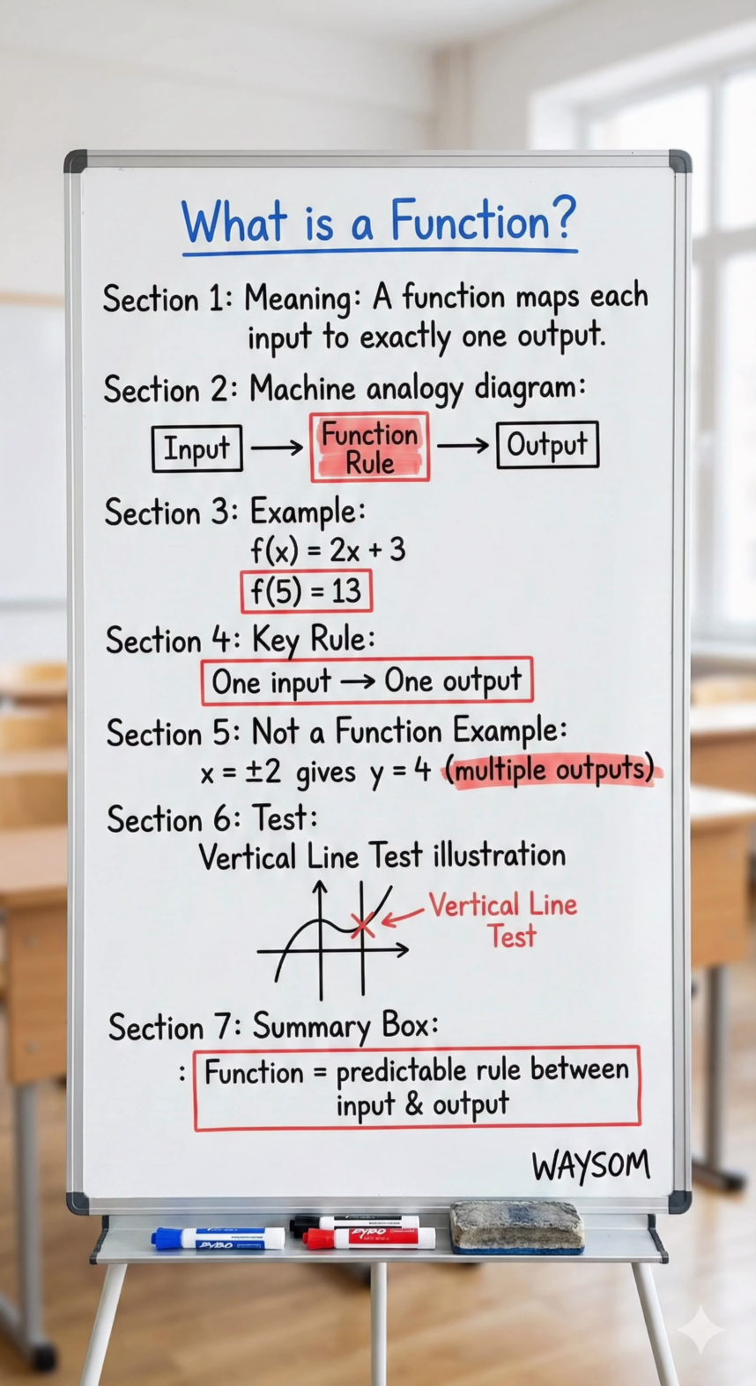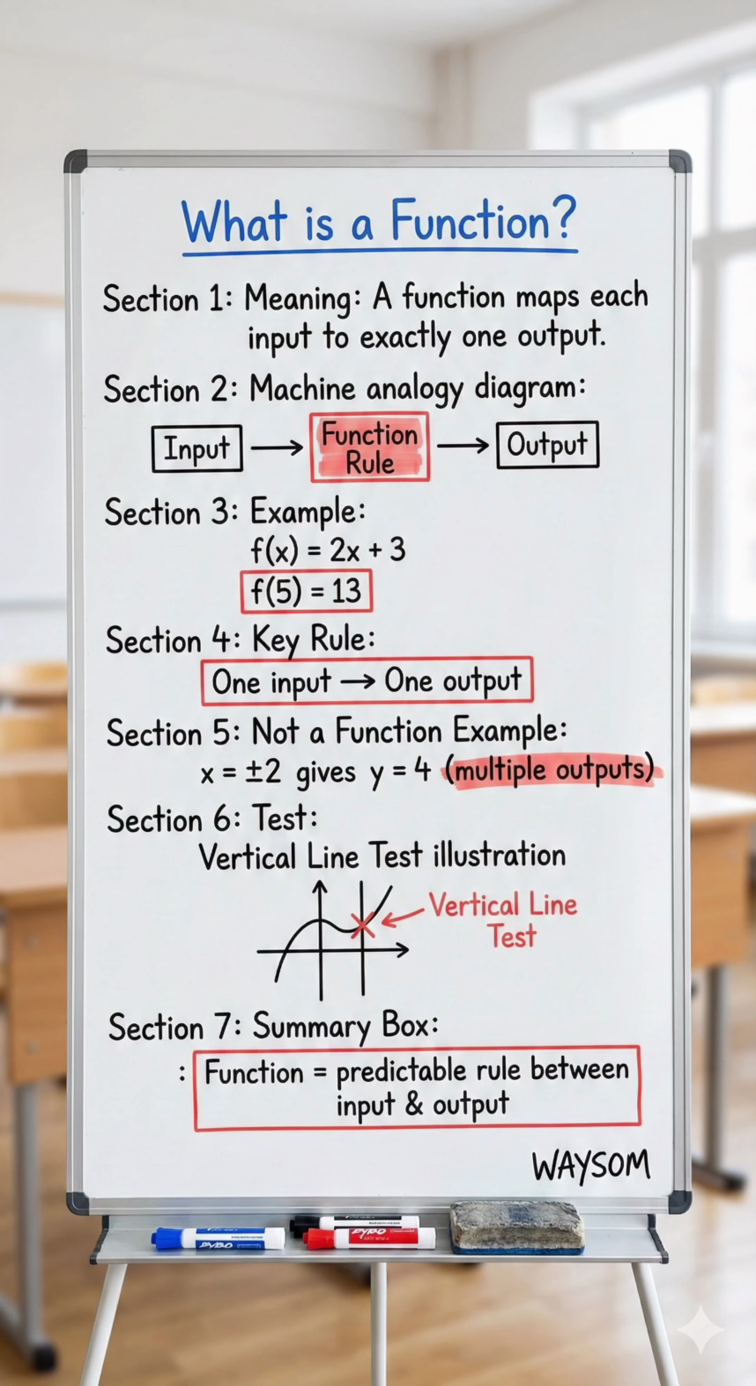Move down to the key rule box. It states clearly, one input must give one output. If a single input gives multiple outputs, it is not a function. Which brings us to the example on the right. Here, when x equals plus or minus 2, y equals 4. Since one output corresponds to two different inputs, this relationship fails the definition of a function.